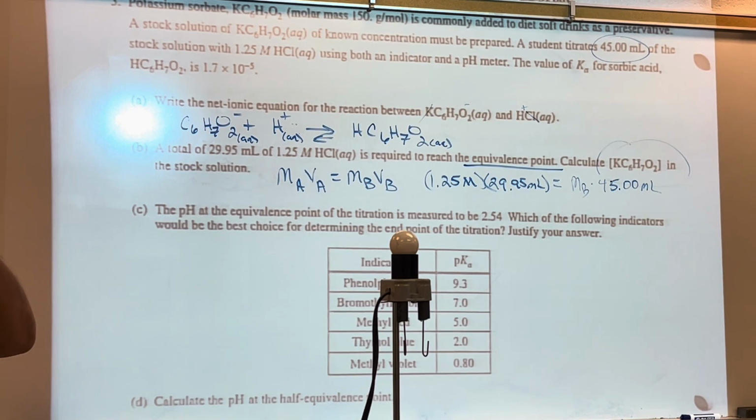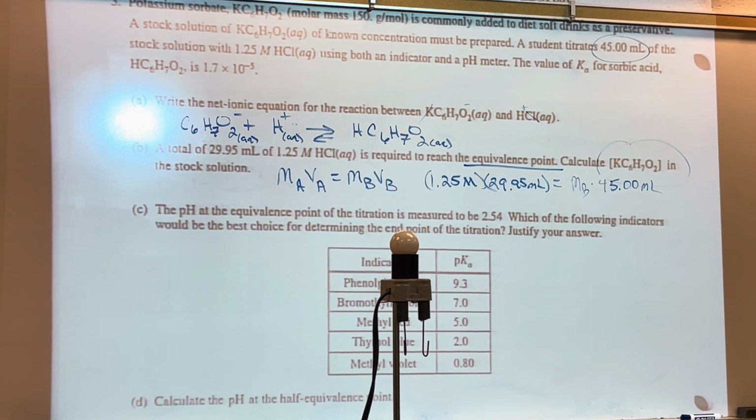If it's a strong acid with a weak base, then I know it's going to be an acidic salt, so the pH will be below 7, and you want an indicator with a pKa somewhere below 7, like a 5 or a 3. If it's a weak acid and strong base, it's a basic salt, so my pH at the equivalence point is going to be above 7. So I'm going to want to find something with a pKa around 9, 10, whatever, something above 7.